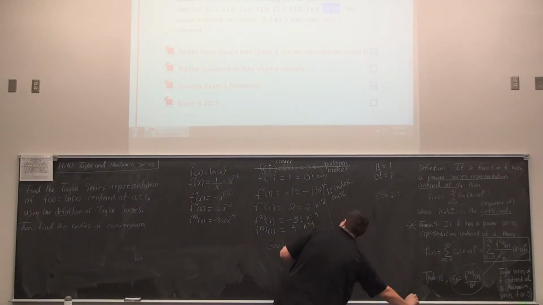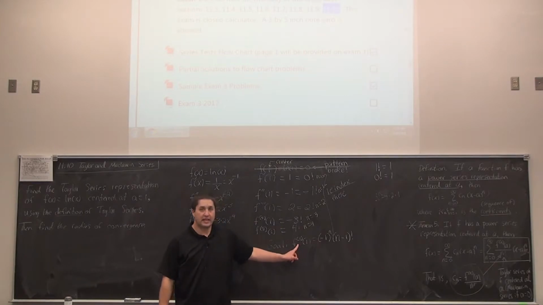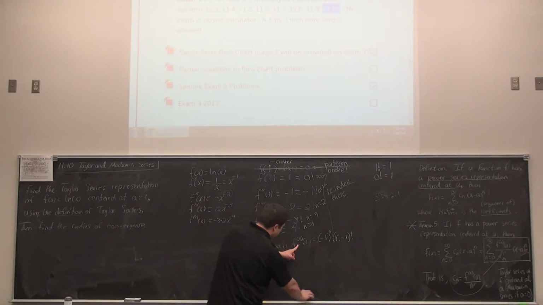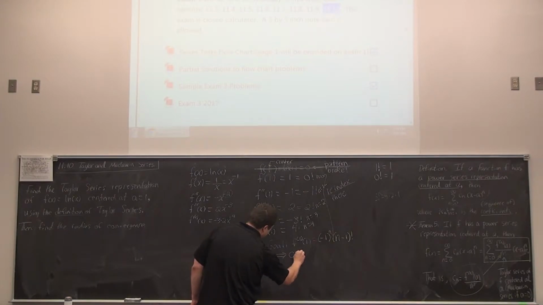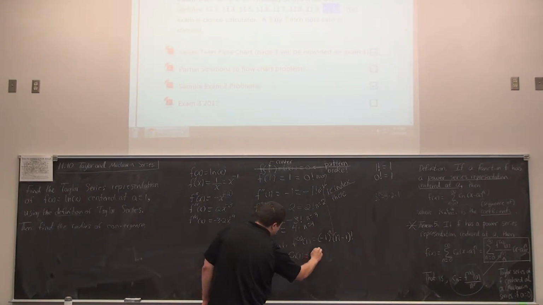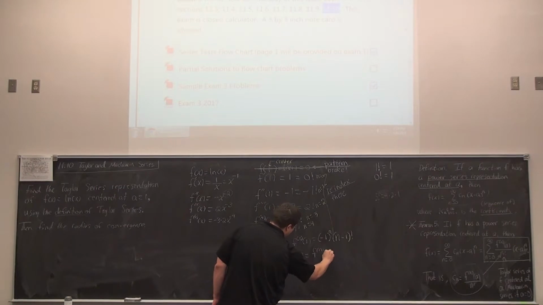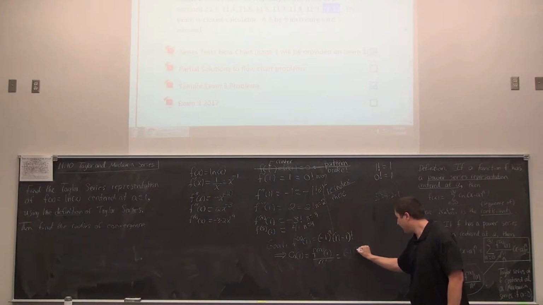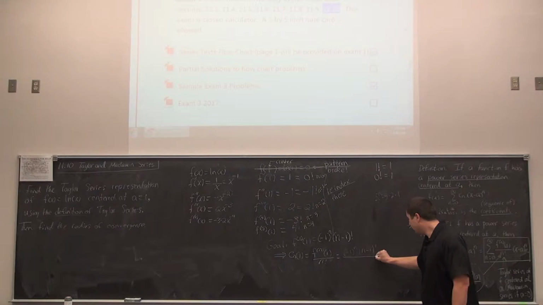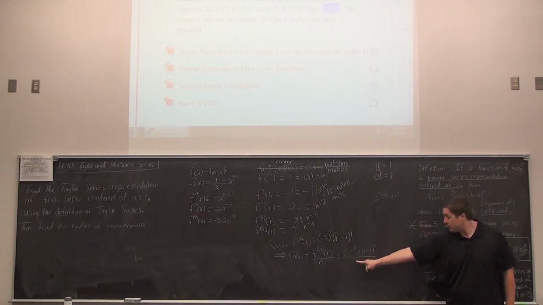We're going to start at 0, and this is going to be our pattern for the f^(n) at 1. This implies then that c sub n at the center of 1 is always f^(n) at 1 divided by n factorial. But f^(n) at 1 is (-1)^n times (n minus 1) factorial, which means we can expect a reduction when we divide by n factorial.